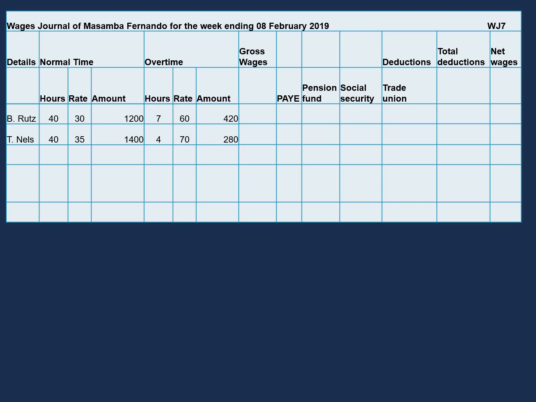There we go. So now let's calculate our gross wages by adding up our normal time wages plus our overtime wages. We will get our gross wages. Now that we have calculated our gross wages, we can move on to our deductions. Our first deduction is pay as you earn, and pay as you earn is 20% of our gross wages.